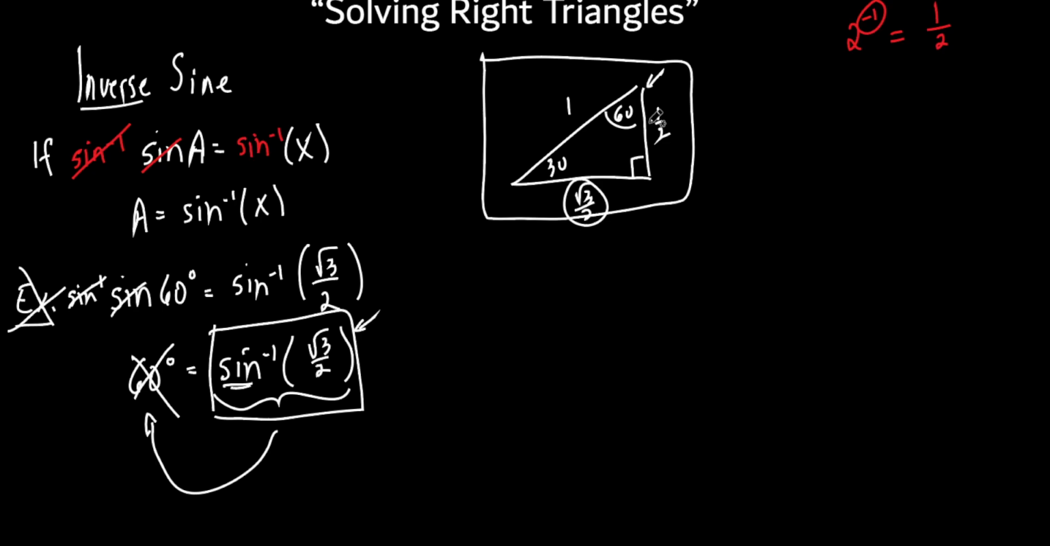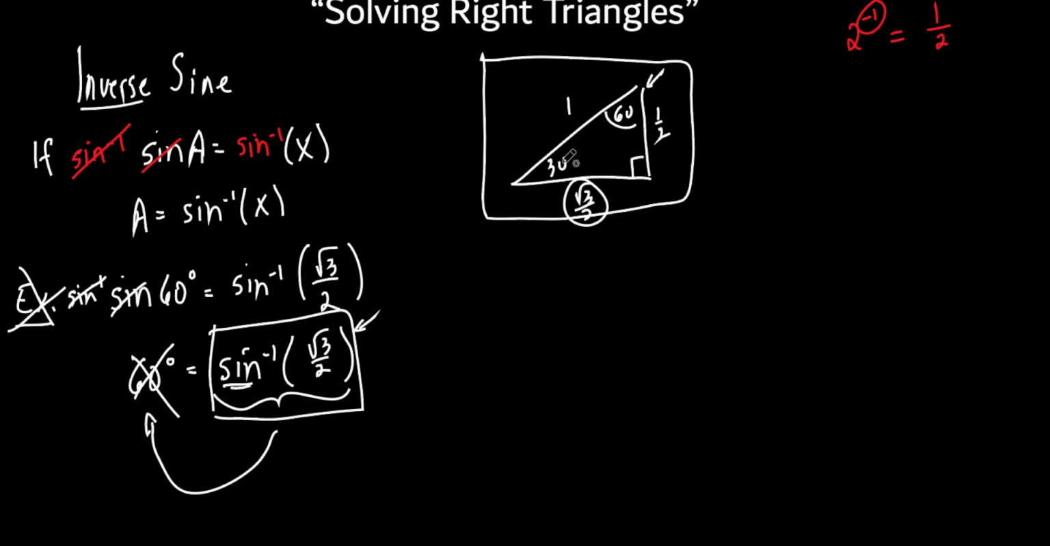You're like, okay, well that means, Mr. Hammer said, that means I'm looking for an angle, right? I'm looking for an angle. If I take the sine of that angle, I'm going to get square root of 3 over 2. Well, let's try 30. What if I took the sine of this angle? What if I took the sine of 30? What am I going to get?